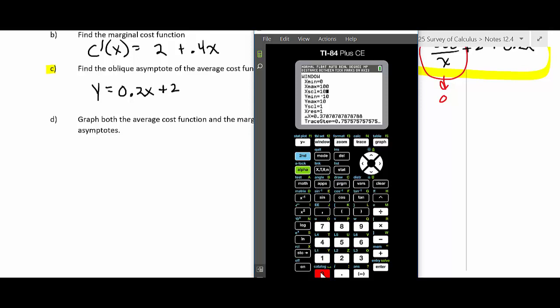Okay, now if you want to figure out your y, I like to go to my table to look at how the y values look. So I'm going to go second graph, open up my table. What the table is showing you right now is your average cost. This is your marginal cost, which gives the rate of change of the cost, and then that's your oblique asymptote.